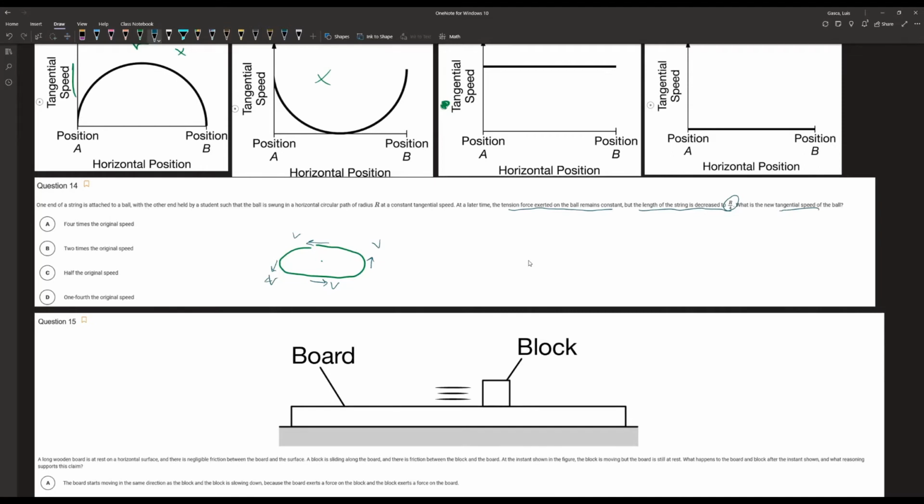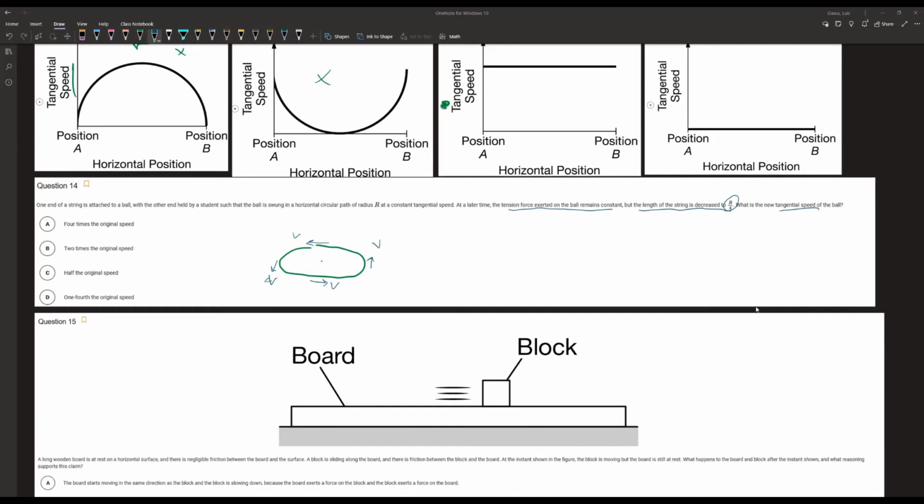Let's see what we're thinking here. About 6 more seconds. All right. So we'll go ahead and end the polling and let's go ahead and take a look here.